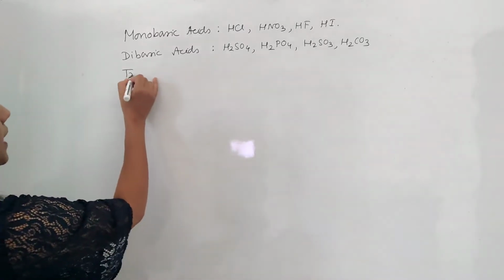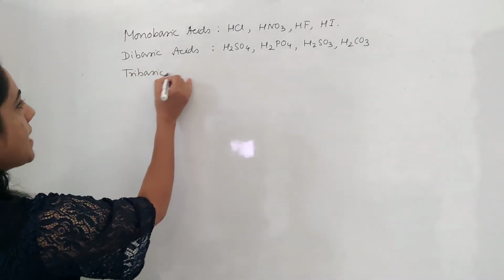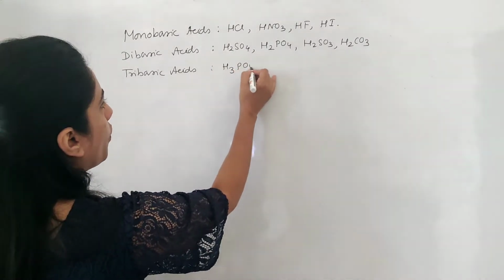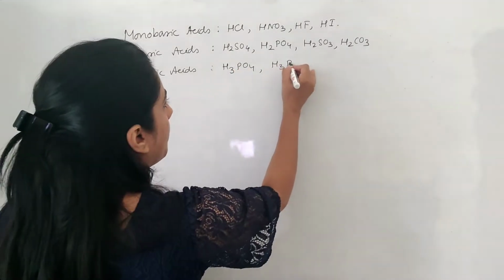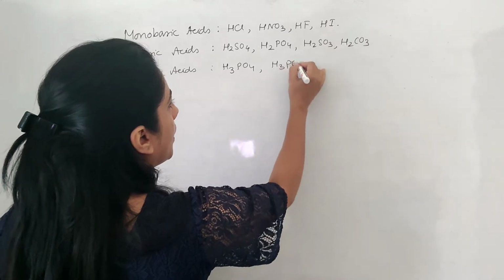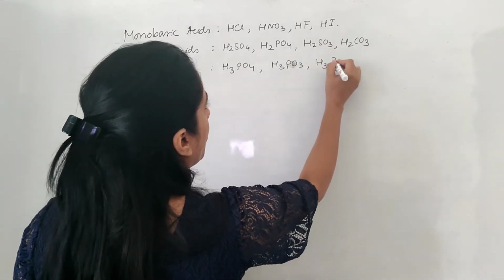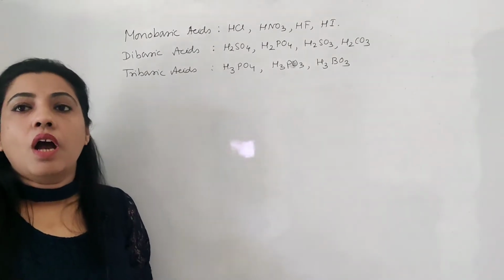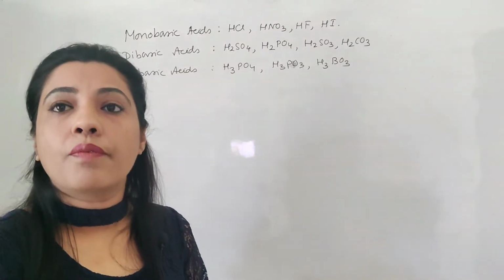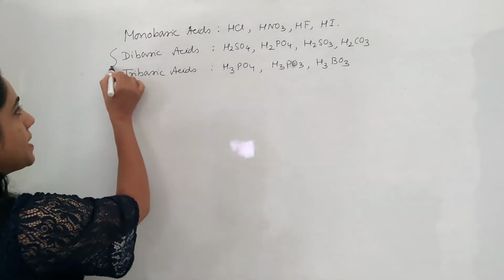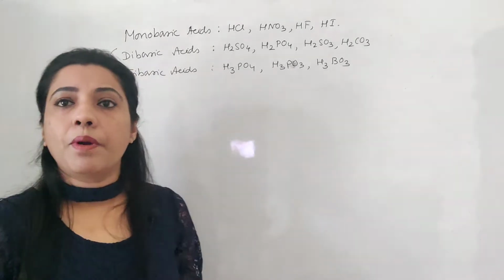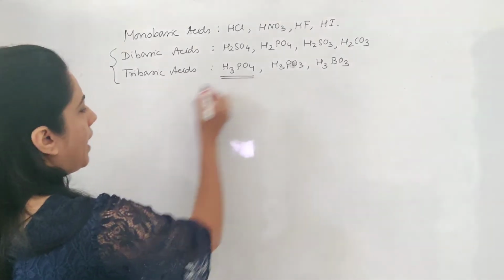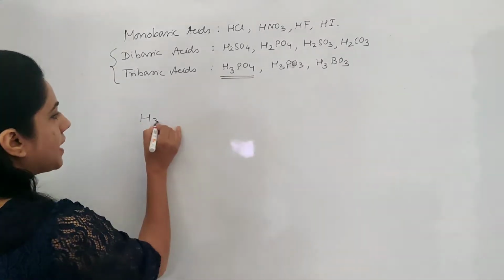Or we have tribasic acids. For example, we have H3PO4, H3PO3, H3BO3. These are all triprotic acid or tribasic acid. How to find out the ionization constant for dibasic or tribasic acid? Let us take some example of tribasic acid and I'll show you how to do that. So let us take the example of H3PO4. Directly I am taking tribasic acid.